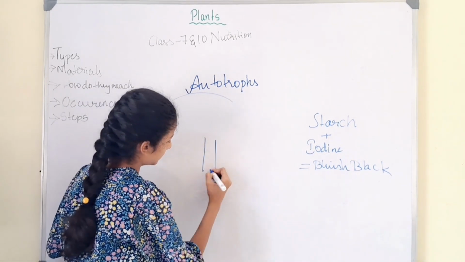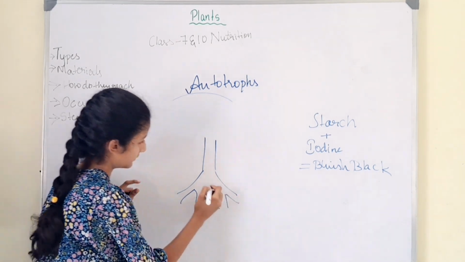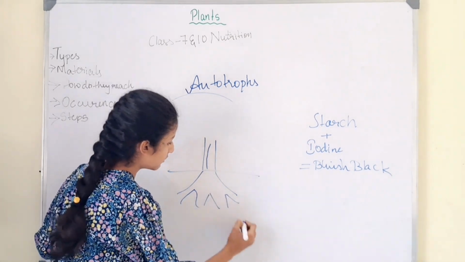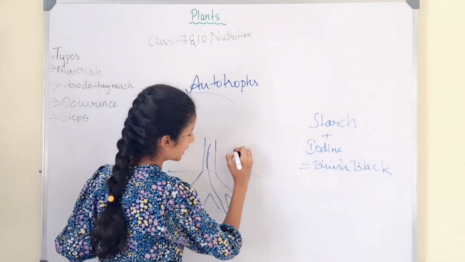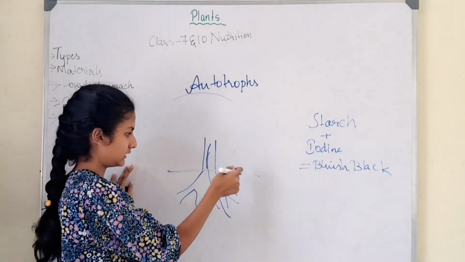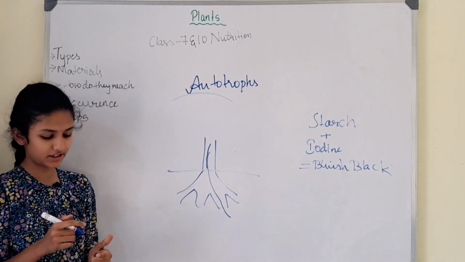In a plant, roots absorb water and minerals. The water is taken through the stem and reaches the place of photosynthesis. We know that through conduction we reach the water.